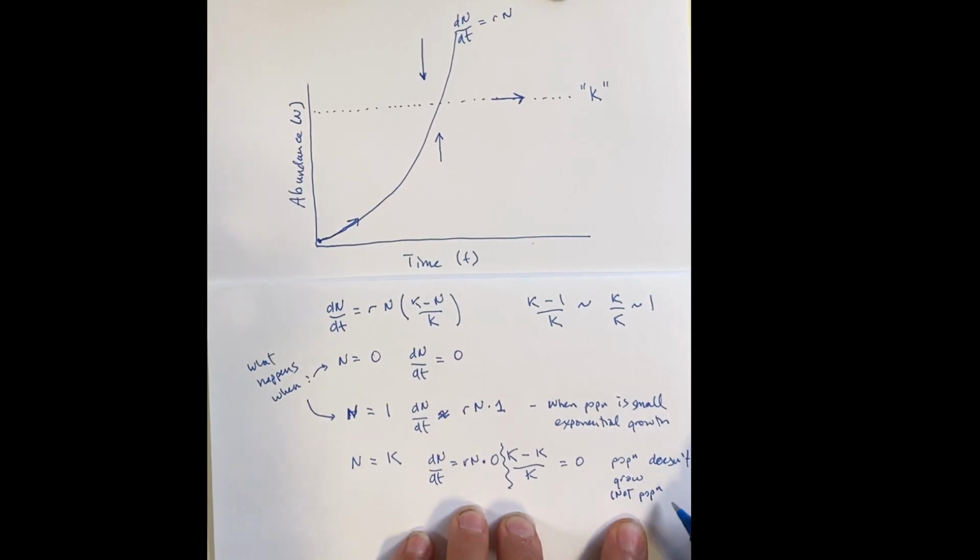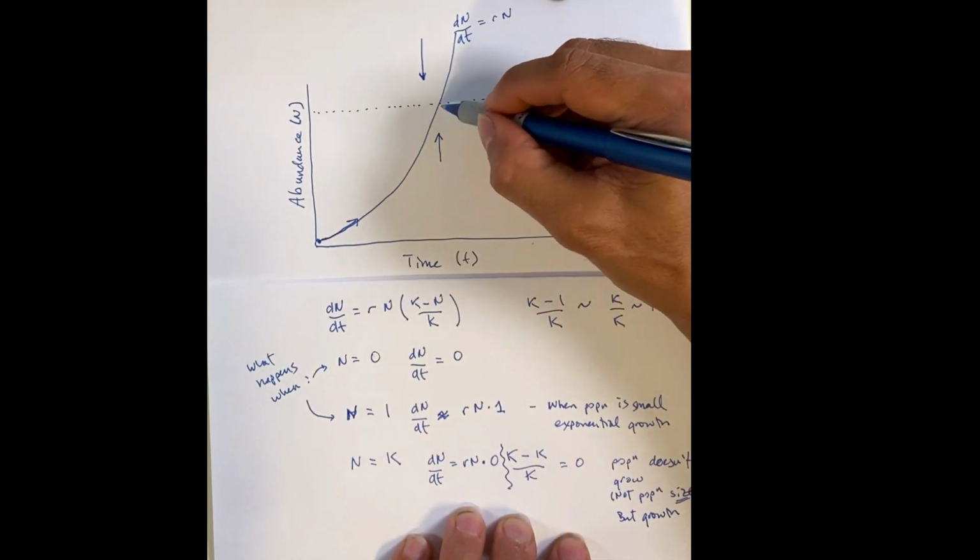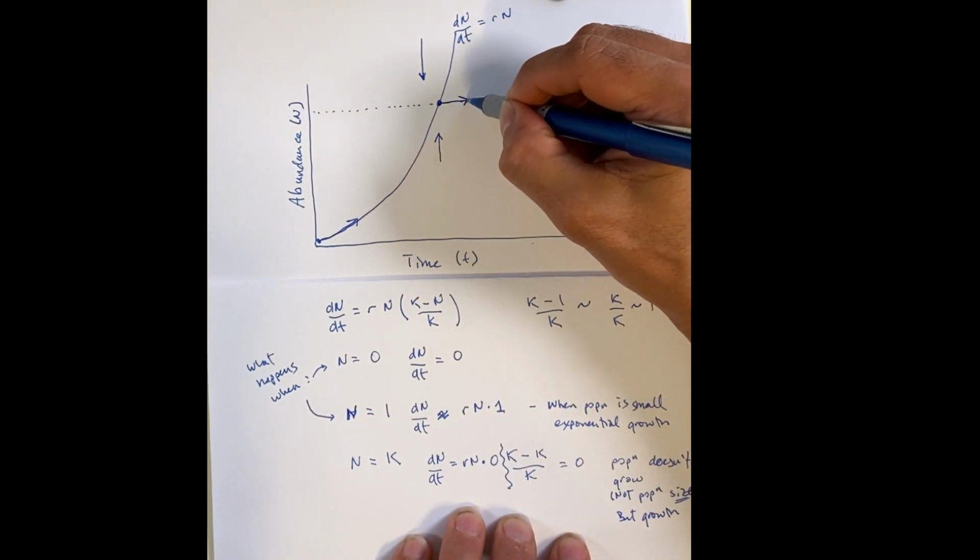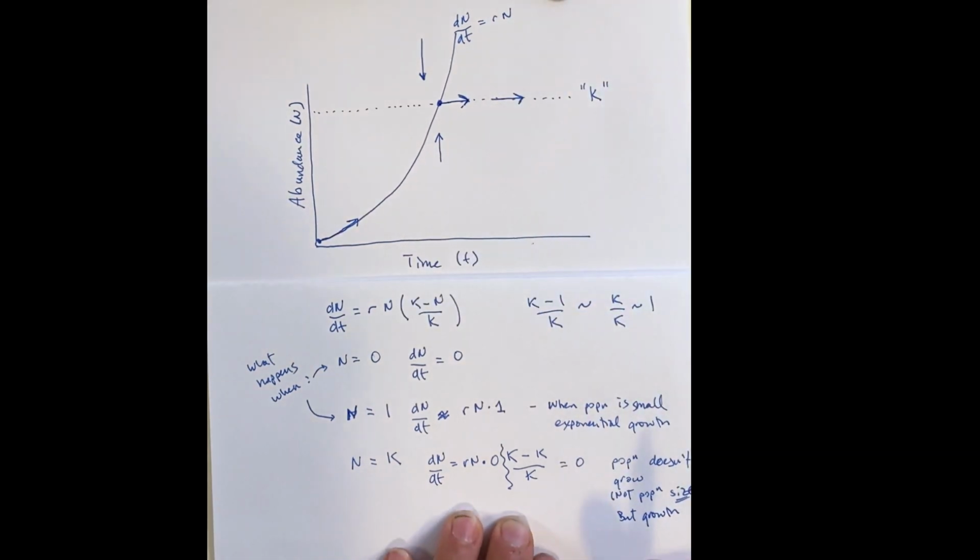Now recall, this is not the population size that we're talking about. We're talking about the rate of growth being close to 0. In fact, the population size will be right at around K. So when you're at K, the population stays steady because it's not adding or subtracting any new individuals. And that's what dN/dt really means there.